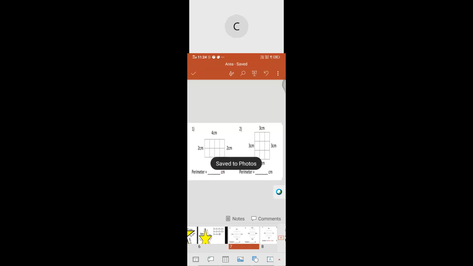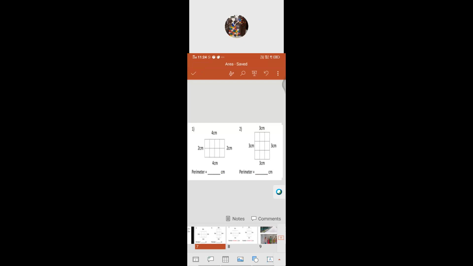Are you clear with perimeter now? Is there any doubt? Even for any shape? Are you clear within that perimeter? Yes, ma'am. Okay, 12 centimeter we have seen.